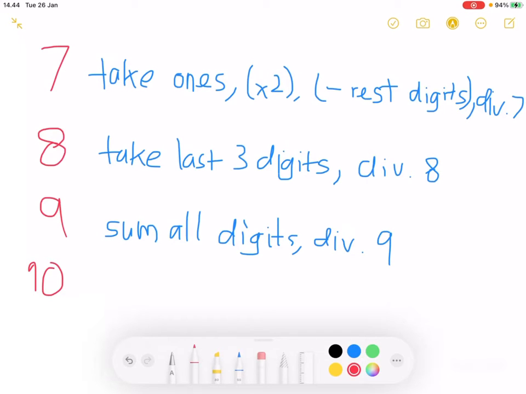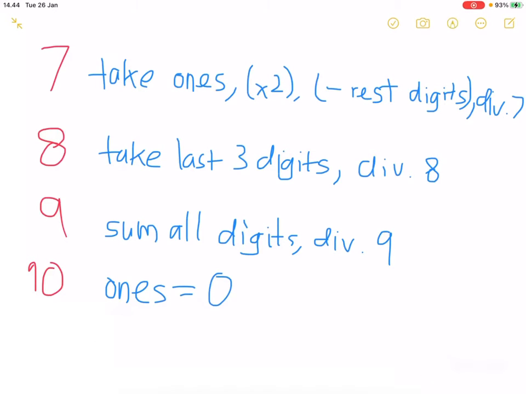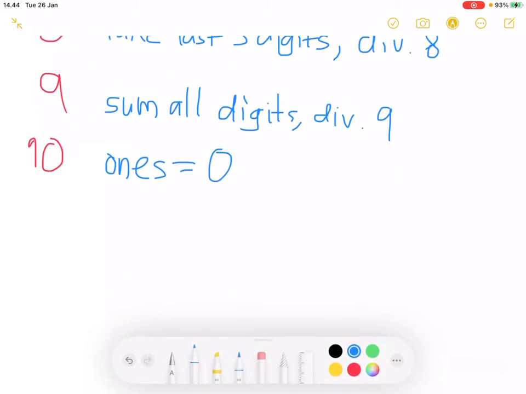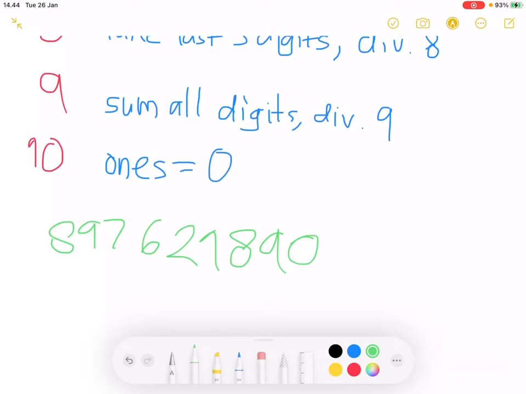Okay, finally we have 10. And 10 is a pretty obvious one because you only need to look at the last digit and see if it's 0. That's it. So we're going to write ones digit is equal to 0. And probably I'll just do an example, I guess. So we're going to have a very big number, 8976218890. Is this divisible by 10? Of course yes, because the ones digit is 0.